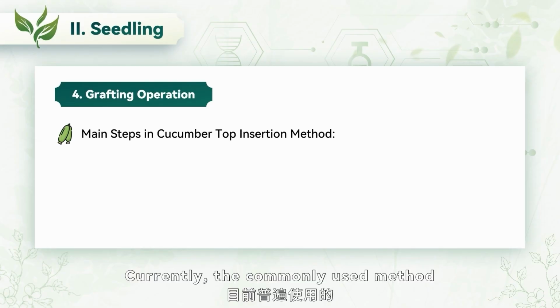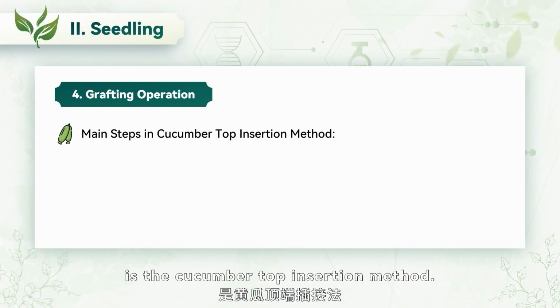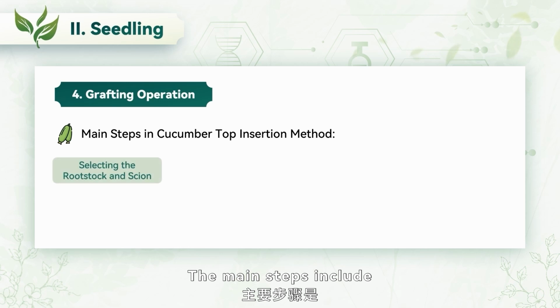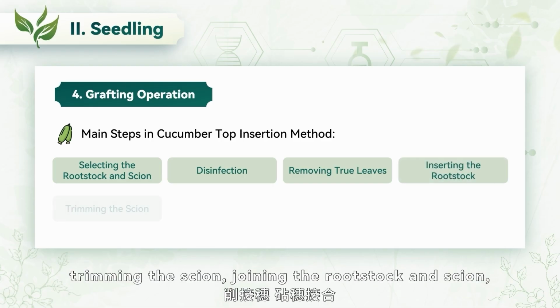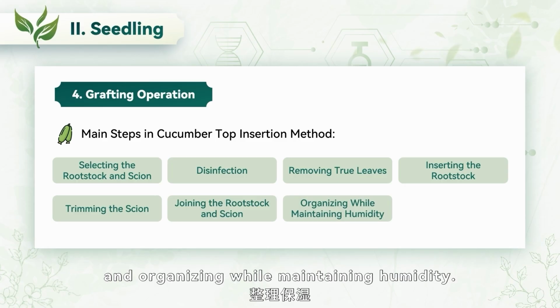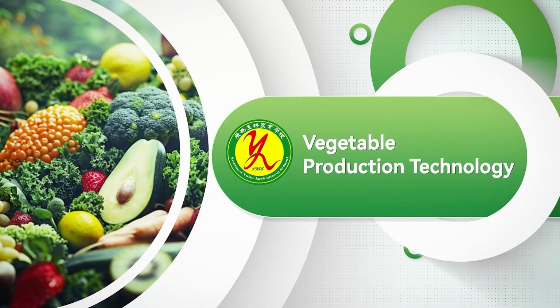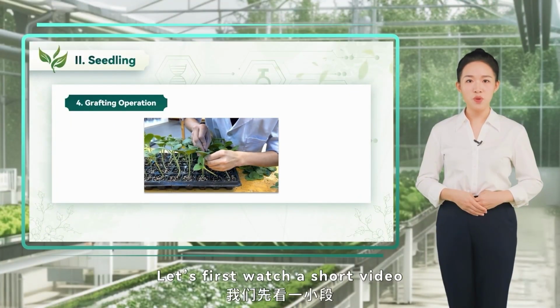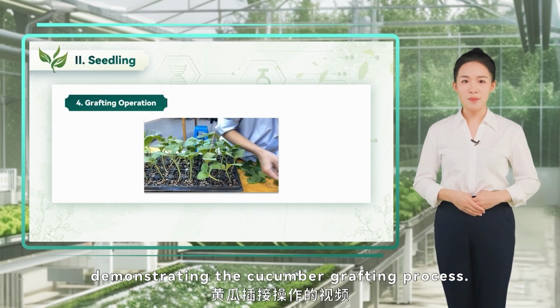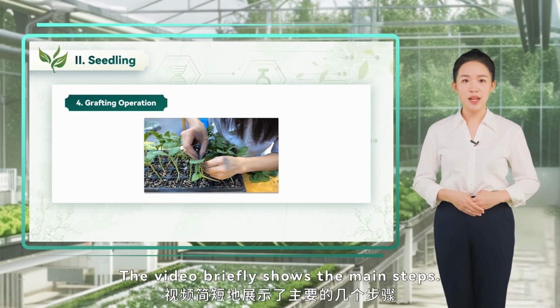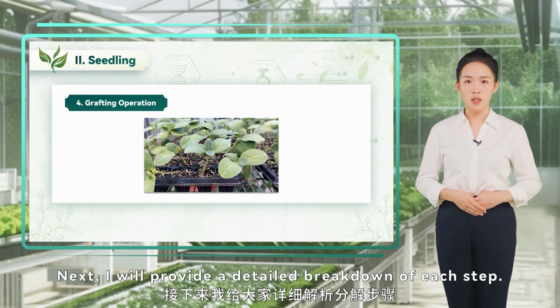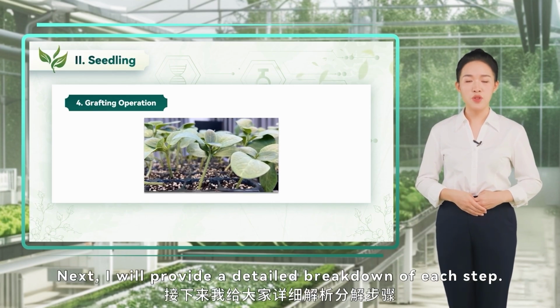Currently, the commonly used method is the cucumber top insertion method. The main steps include selecting the rootstock and scion, disinfecting, removing true leaves, inserting the rootstock, trimming the scion, joining the rootstock and scion, and organizing while maintaining humidity. Let's first watch a short video demonstrating the cucumber grafting process. The video briefly shows the main steps. Next, I will provide a detailed breakdown of each step.